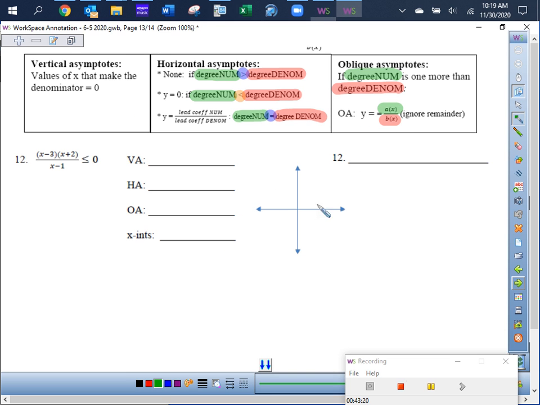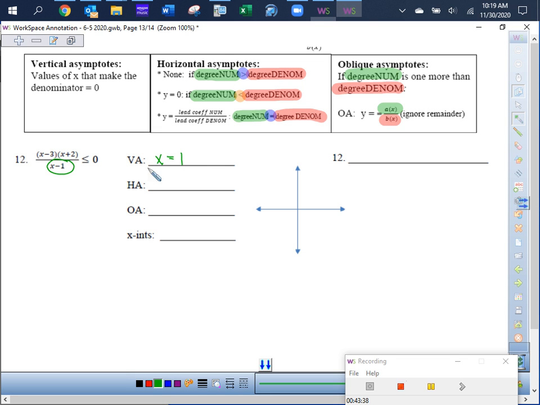It's nice and factored for us, so that's nice. Are there any holes in this graph? No holes. So vertical asymptote, x equals whoever makes this guy 0. I got you, Dom. Let some other people think. X equals 1. You okay with that?